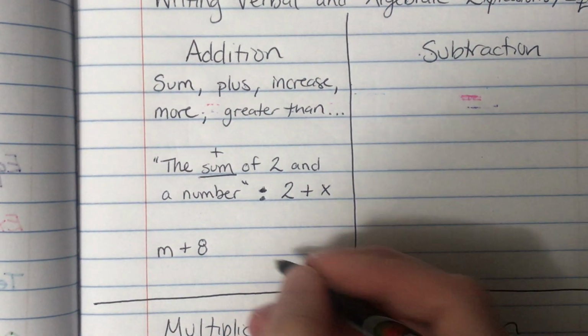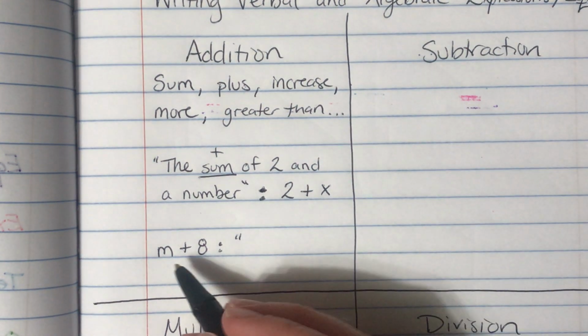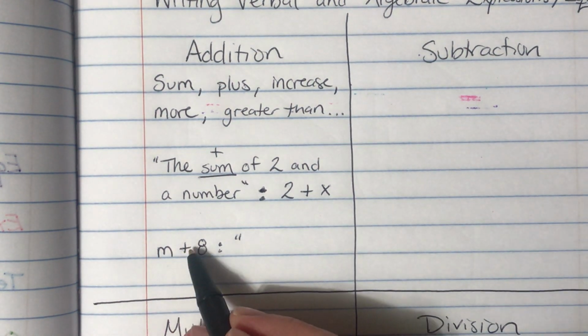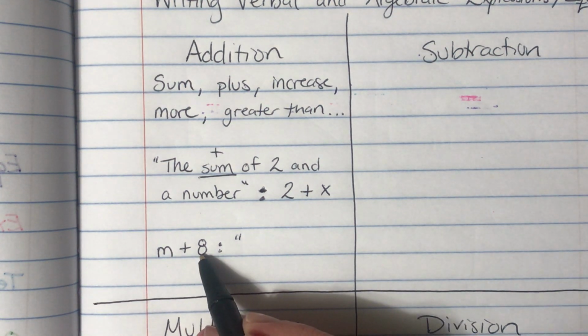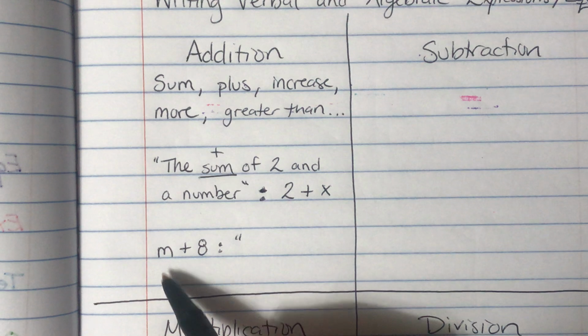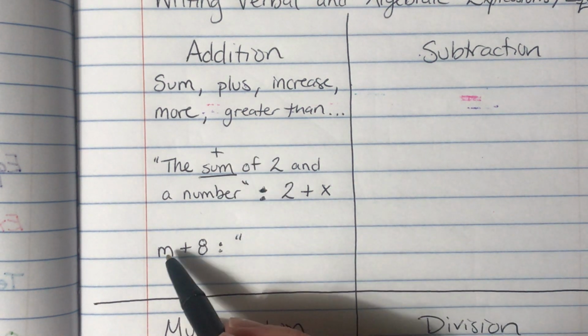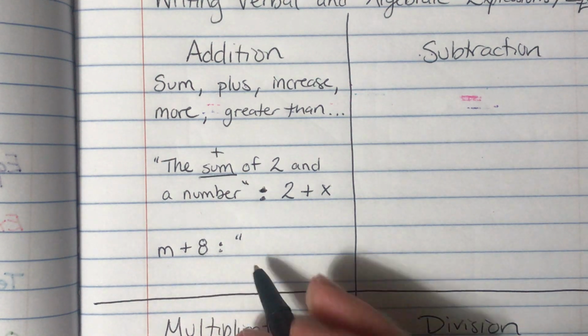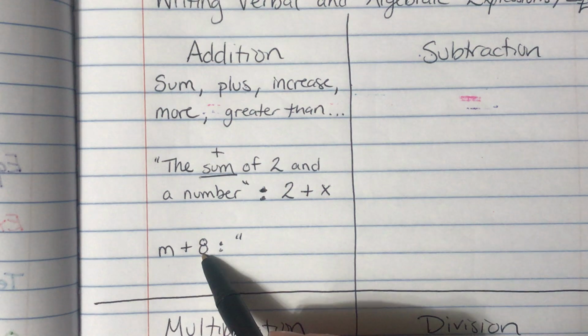So what if I saw something like that? So then in words, I could write it a bunch of different ways, actually. I could say the sum of m and 8. I could say m increased by 8. I could say 8 more than m. I could say m and then 8 greater than that. Lots of different ways to say it. I could say something as simple as m plus 8 in words, right?